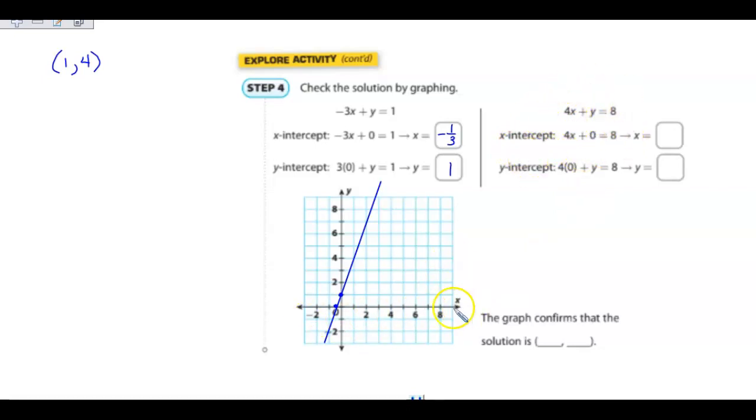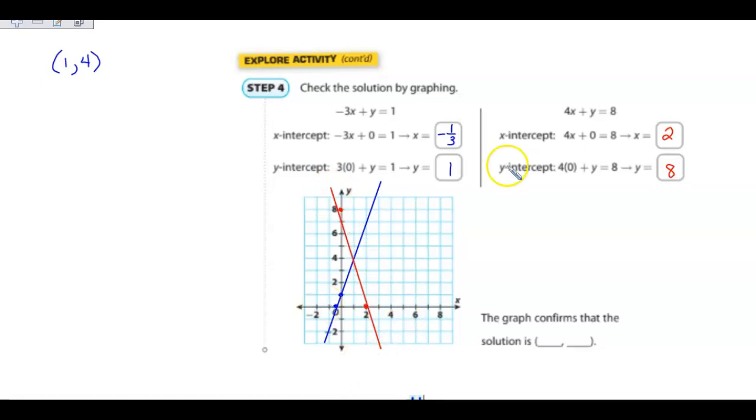So remember, for the x-intercept, y has to be 0. So we're replacing y with 0. 4x equals 8, divided by 4, and 8 divided by 4 is 2. So my x-intercept is at 2. And then for the y-intercept, x has to be 0, so replacing x with 0 in the same equation, 0 plus y equals 8, so y equals 8. So there's my y-intercept. And then I'm going to draw my line through these points.